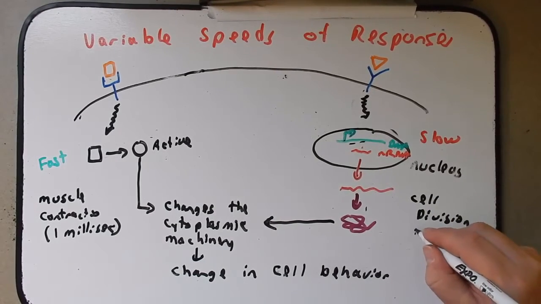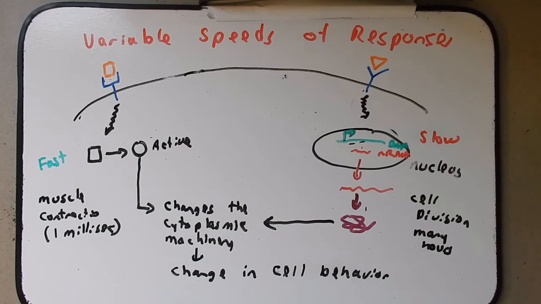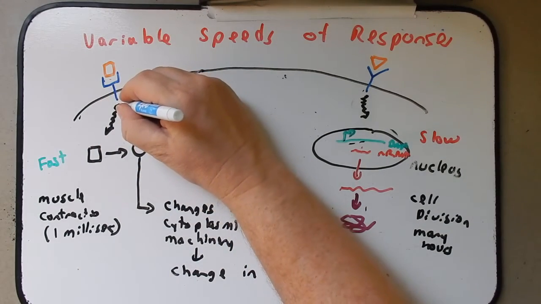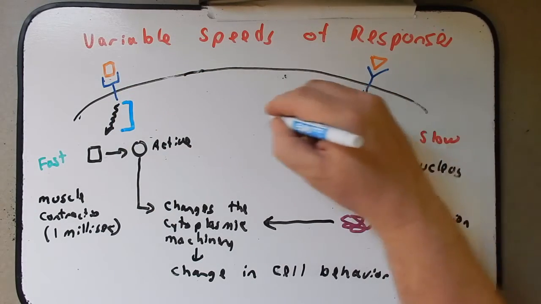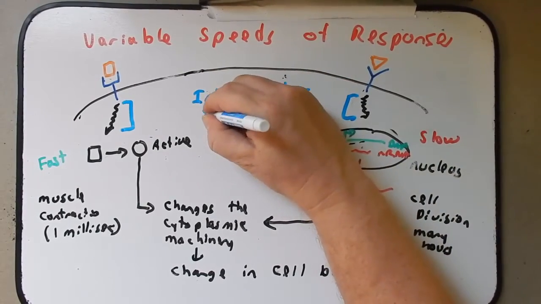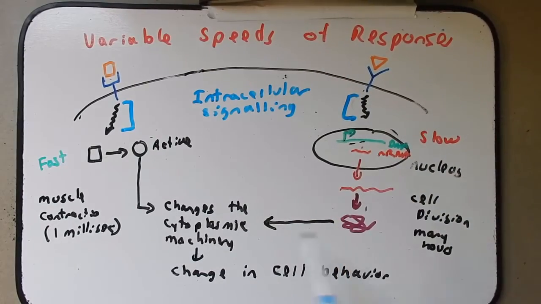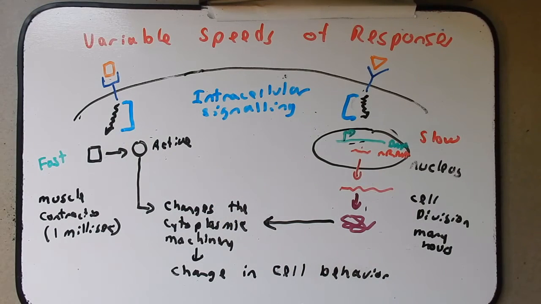This can take many hours. Depending on the organism you're talking about, it can take upwards of 18 to 24 hours to copy that cell. Now in both of these cases, I've drawn this kind of weird little squiggly line in other slides, and I've called it intracellular signaling. But I haven't really explained what's happening here, or what could be happening here.